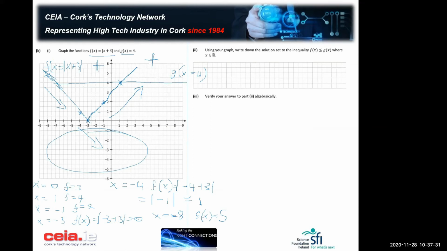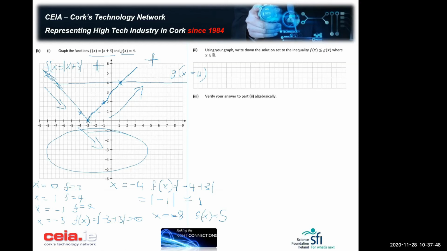So what's the question? Graph the function. So that's it. We've graphed that function. Now the next question on 2 is, using your graph, write down the solution set to the inequality f of x is less than or equal to g of x, where x is an element of real numbers.